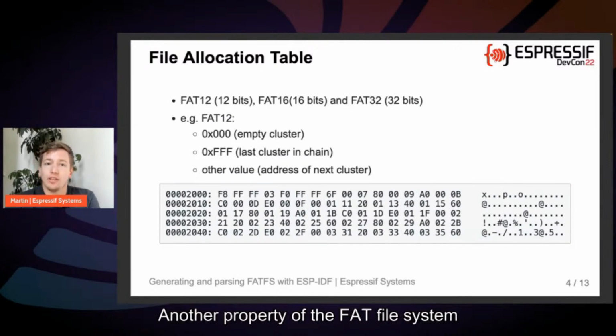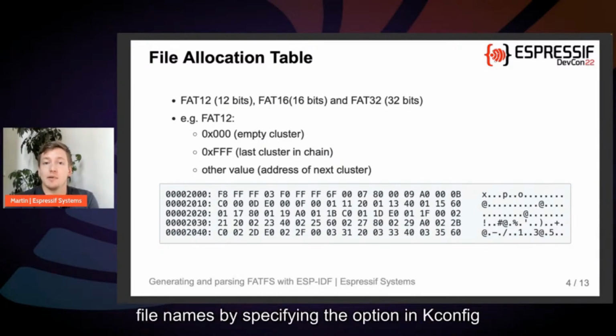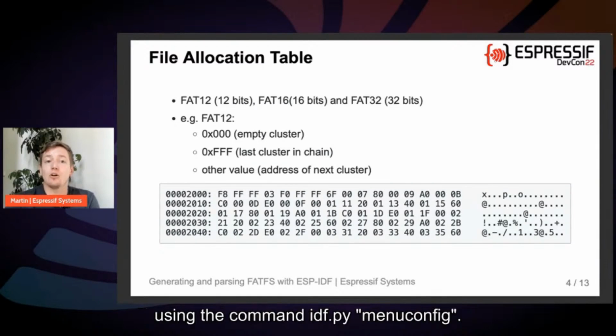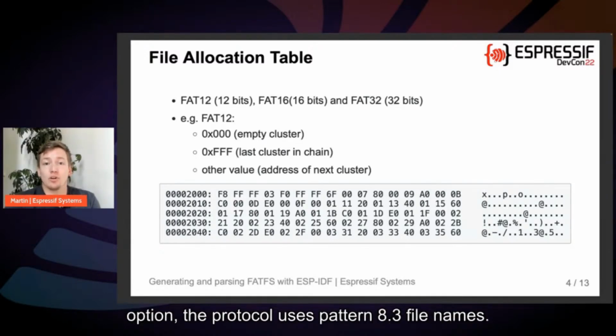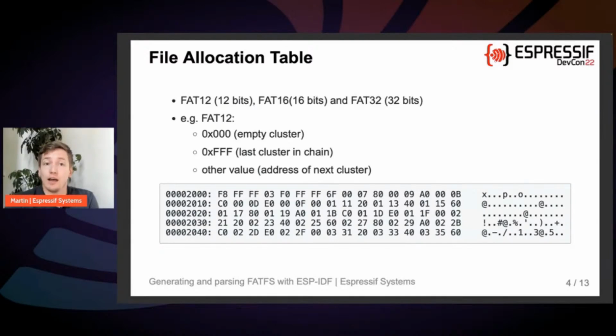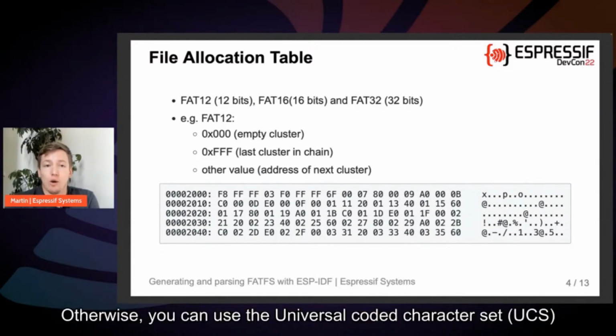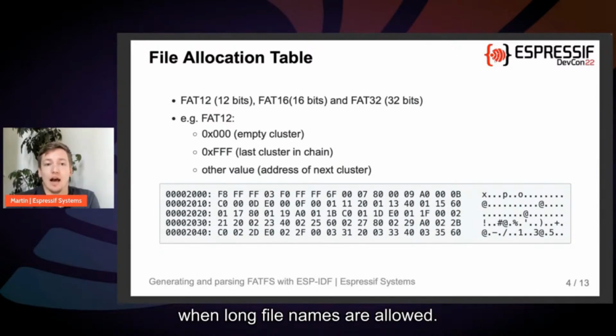Another property of the FAT file system is the size of the names. You can choose between short and long file names by specifying the option in Kconfig using idf.py menuconfig. Without selecting the long file names option, the protocol uses the 8.3 file name pattern. Otherwise, you can use the universal coded character set, UCS, when long file names are allowed.